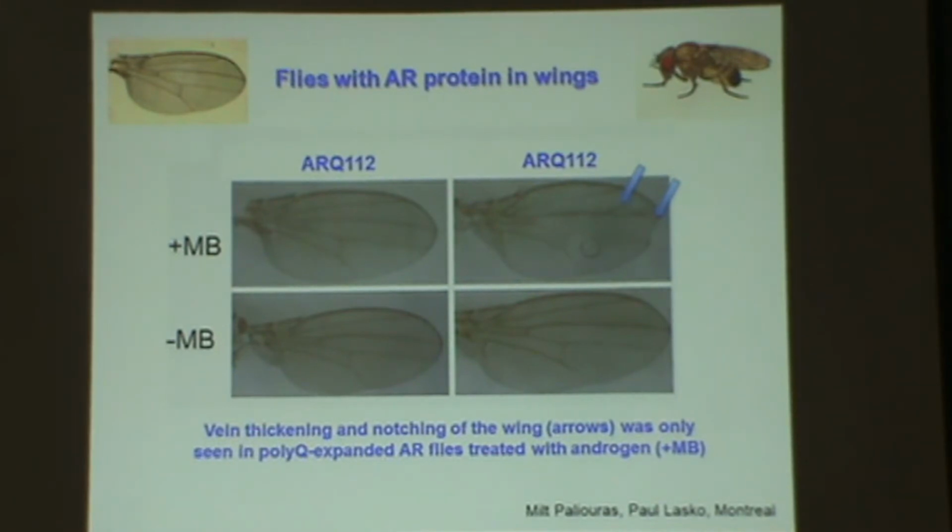So something is happening, and then genetically you can add different proteins to the flies and see if that makes this wing structure normal. So it's a way of testing for other proteins that could reduce the effect of a mutant androgen receptor.